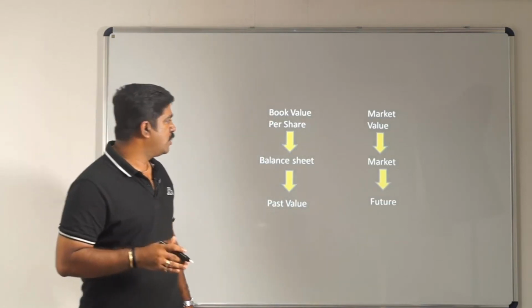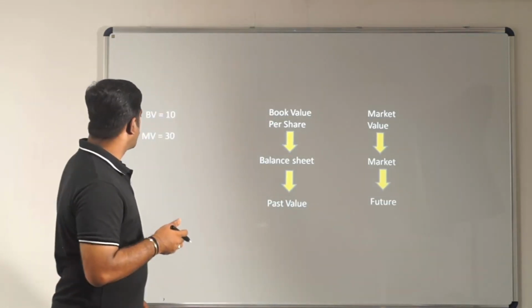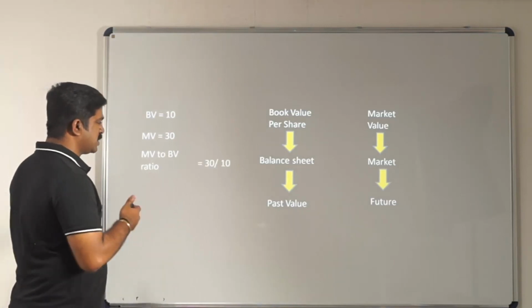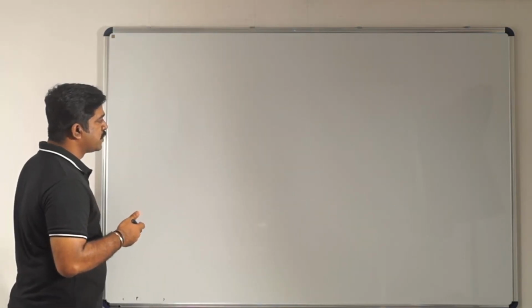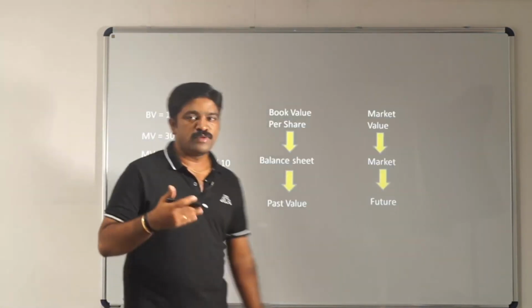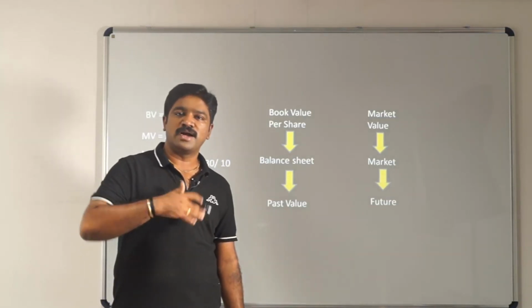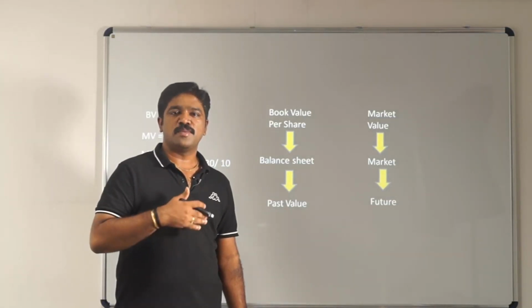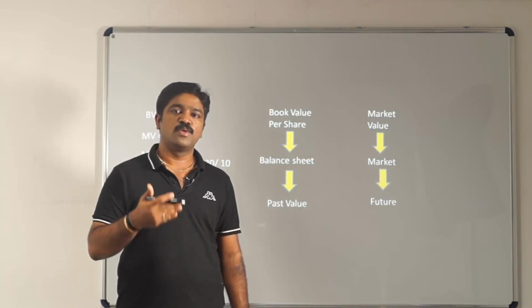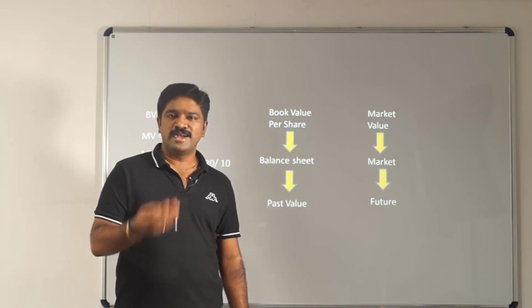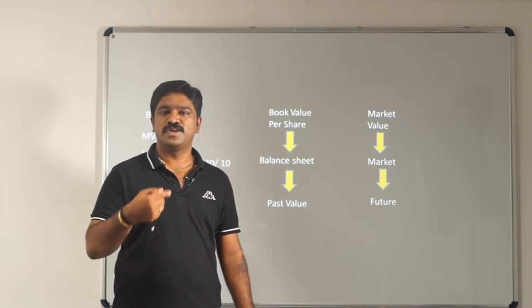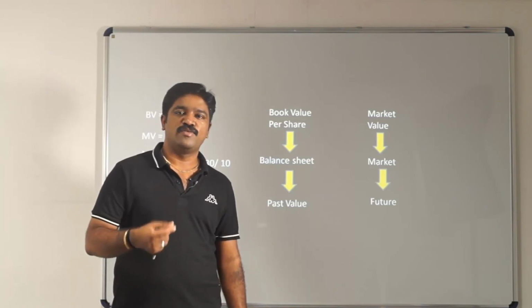Okay, so formula wise, let's see. Yeah. So formula wise, what we have to understand is it's market value to book value ratio. So market value will be in the numerator and book value is going to be in the denominator, and it indicates how many times the market is ready to pay against the book value of a share.